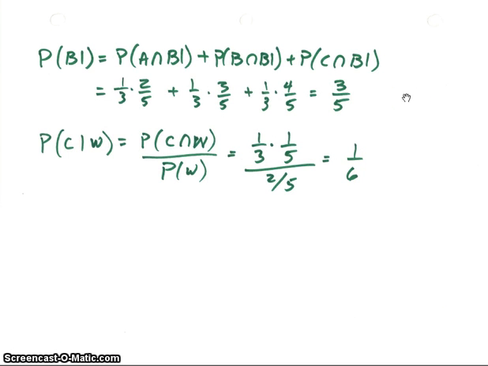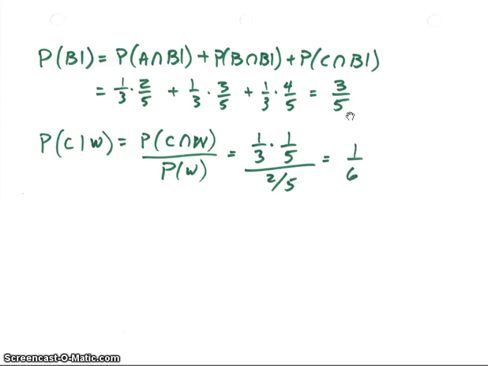Now finishing up the problem on the back on this next page, we've got the probability of black. We just do the same thing. Probability of A and black, probability of B and black, and probability of C and black. Multiply those probabilities, 1/3 and 2/5, 1/3 and 3/5, 1/3 and 4/5, and then add them up, we get 3/5.